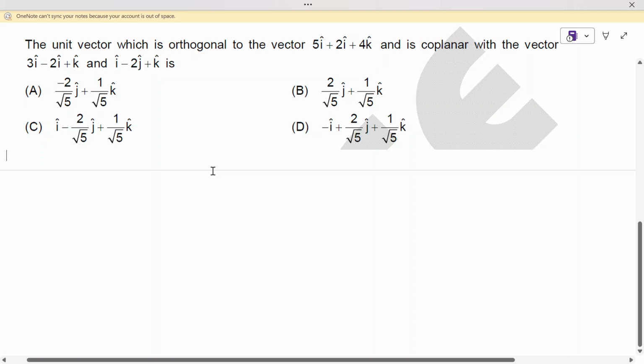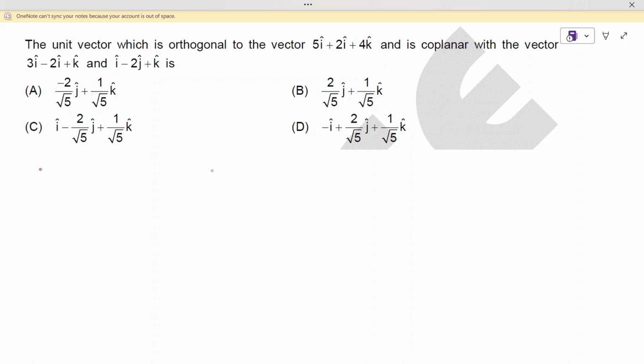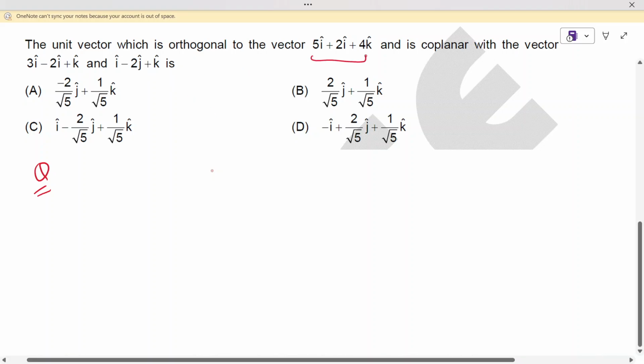Fine. The first question says: find the unit vector which is orthogonal to this particular vector and coplanar with the other two vectors. So we have to calculate the unit vector which is orthogonal to this one and coplanar with this and this, right?